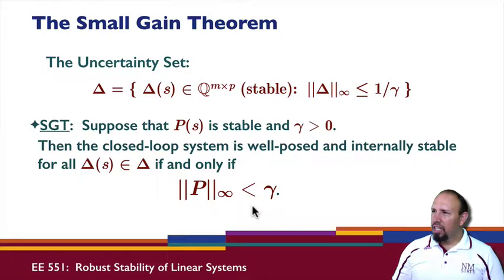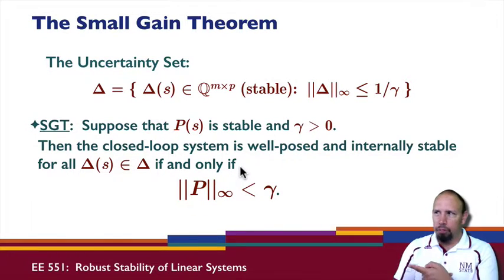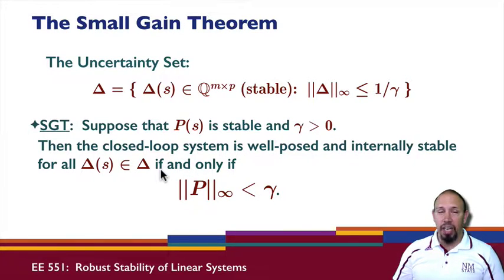Okay. So notice here, this is an if and only if condition, which means we have two directions we need to prove. We need to prove both directions of this. So the small gain theorem is both necessary and sufficient. Okay, so it's necessary and sufficient because we're talking about it has to work for all uncertainties in the uncertainty set.